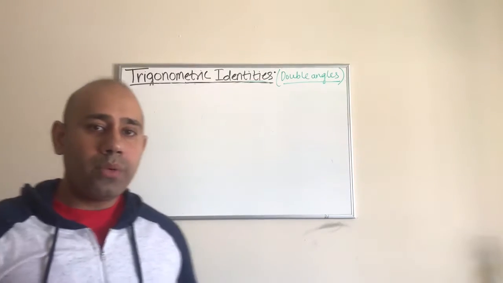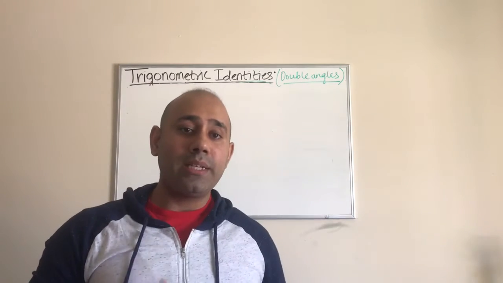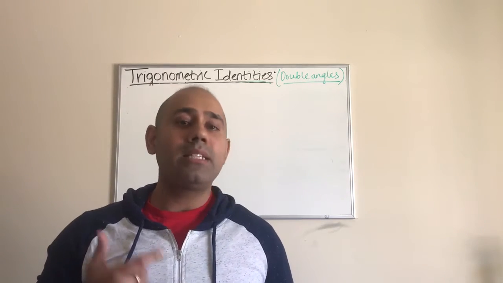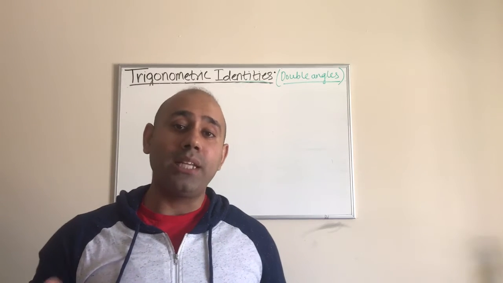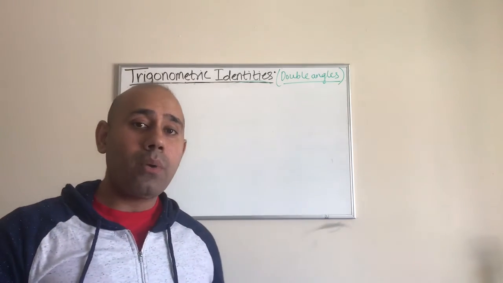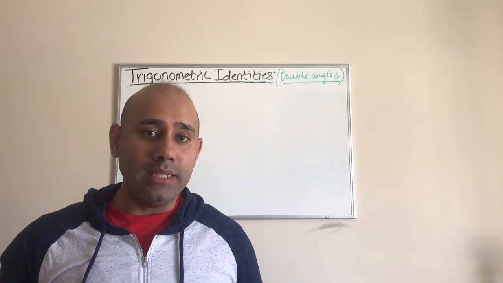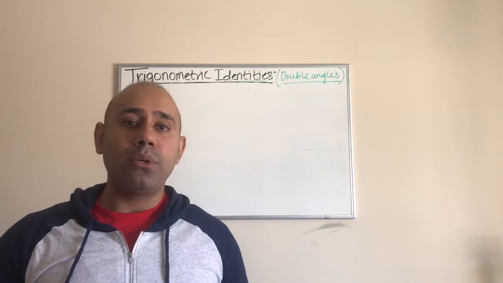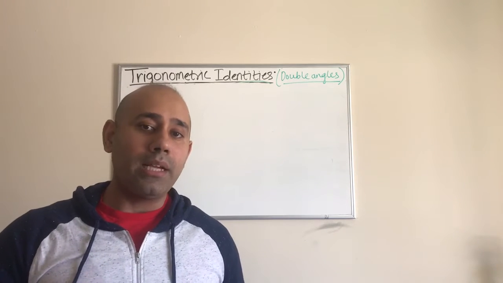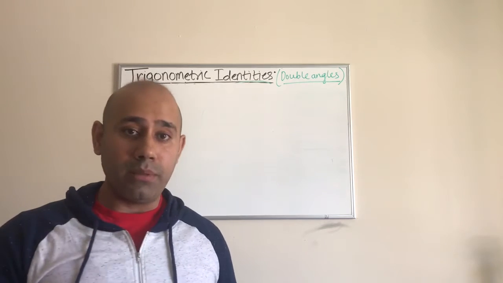Hi guys, so far we figured out how to find the identity for sine, the double angles, and we did sine of 2 theta and the cosine of 2 theta. In this video I want to talk about the tangent of a double angle, and then in my next videos I'm going to start using these double angle properties to actually solve some problems, okay?